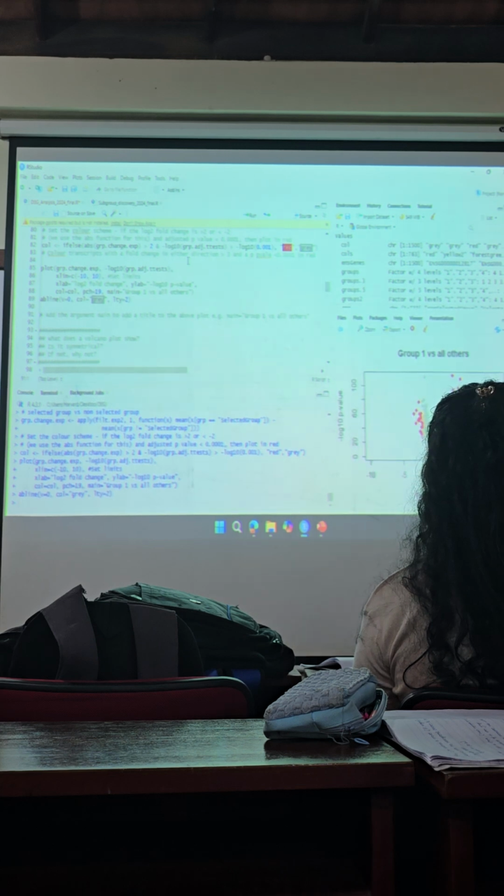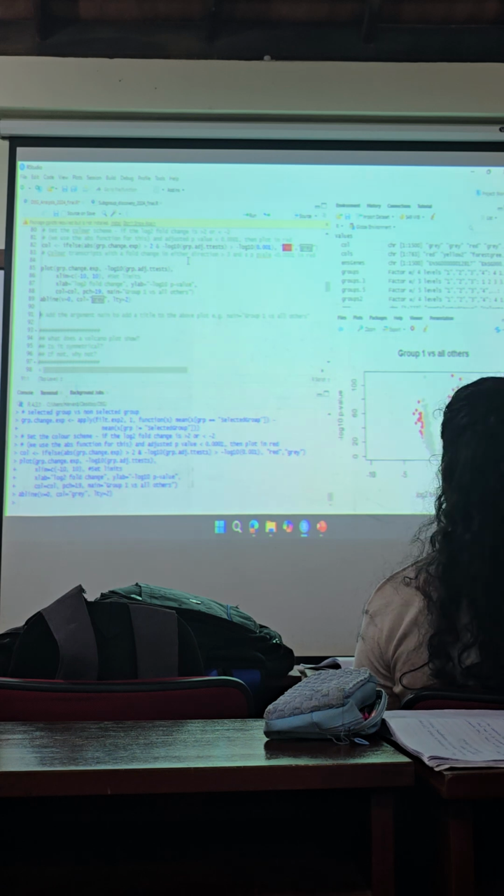Okay. Now here, why are some in red? Yeah, because you put the criteria. They are passing both. You put the criteria in this line of code: if the absolute fold change, that is positive or negative, is greater than 2 and the significance is greater than this value, you highlight it red.